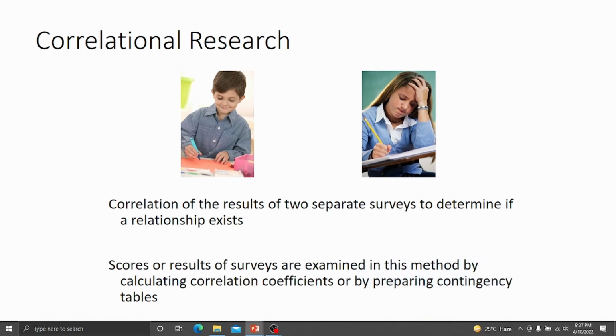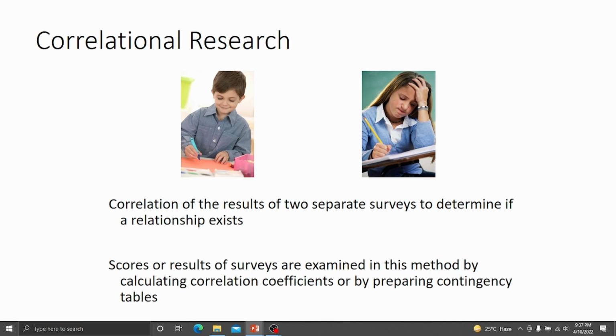Next is correlational research. As you know, correlation is a relation between two or more variables. So in correlation, we take independent and dependent variables. Correlations are the result of two separate surveys to determine if a relation exists. Scores from a survey are examined in this method by calculating a correlation coefficient or by preparing a contingency table.